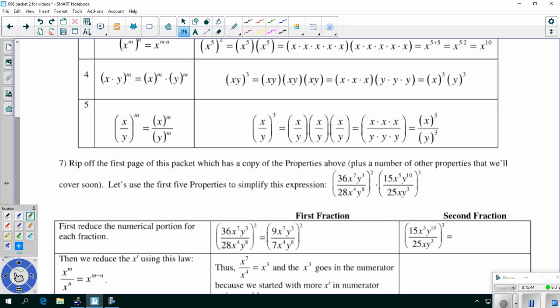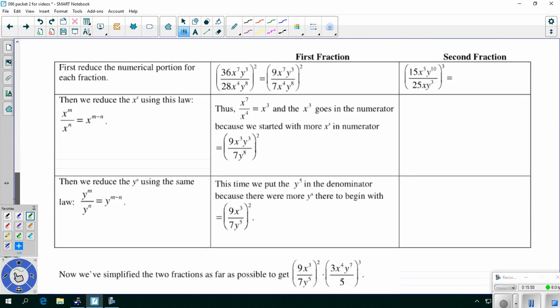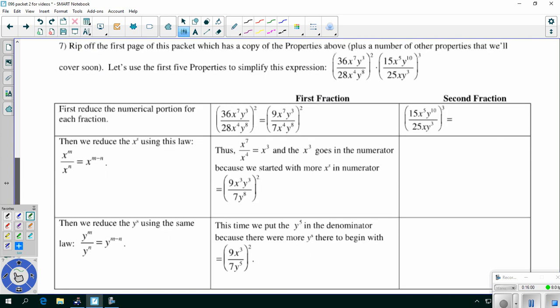Fair warning, this is a long problem, and in terms of using these 5 properties, this problem is about as hard as it gets, but I would like you to be able to get to a place where you can tackle simplification problems as hard as this one. Okay, so have your ripped off paper right in front of you, and we're going to work through this problem together using those 5 properties.